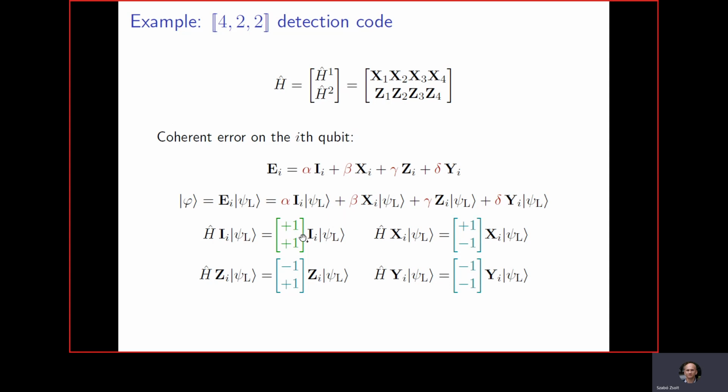The syndrome +1, +1 shows that there was no error, so no further action is needed. -1, +1 shows that there was a bit flip, +1, -1 shows that there was a phase flip, and -1, -1 shows that there was both a bit flip and a phase flip. The syndrome is independent of the index of the qubit, so it does not show which qubit suffered from the noise. Therefore, this code can only detect the error, but it cannot correct it.